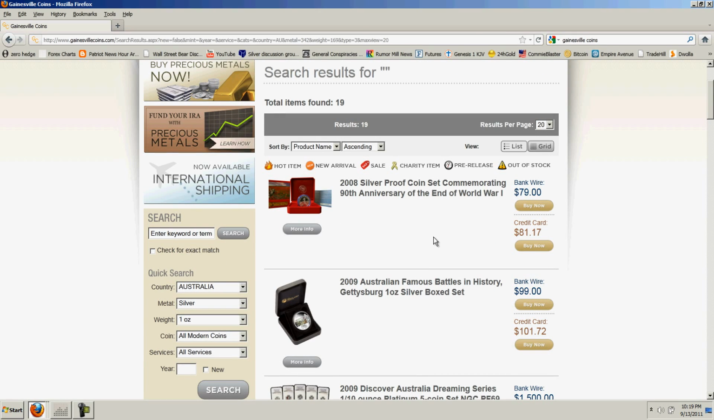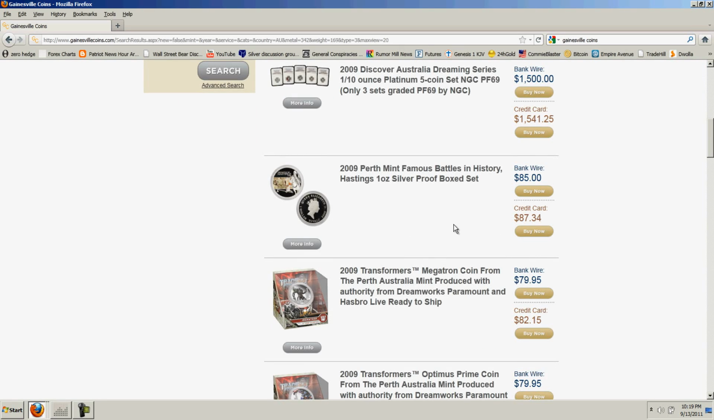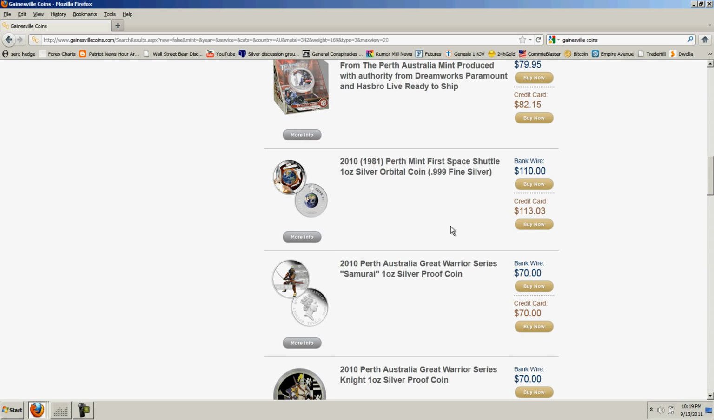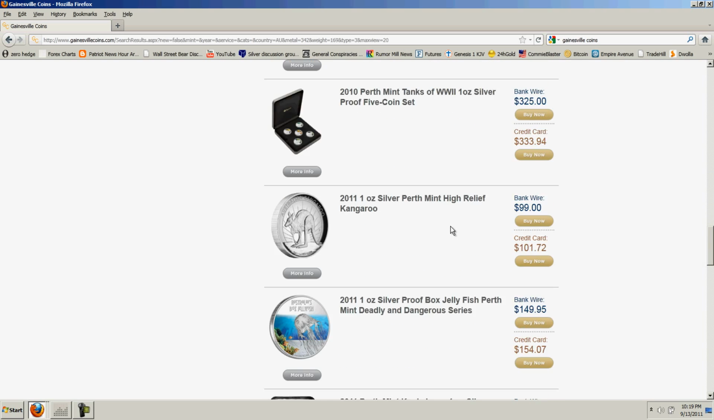numismatic stuff. So we've got a proof set here, battles in history. More battles in history. We've got Megatron coins. We've got colored coins. We've got more colored coins. And here we have, here's actually a real silver bullion coin. But no, it's not, because it's high relief.